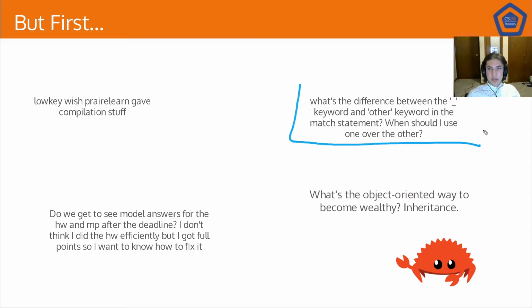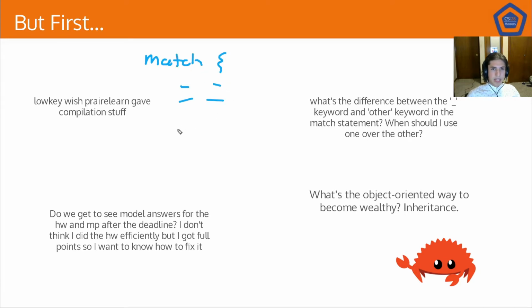What's the difference between the underscore keyword and the other keyword in the match statement? When should I use one over the other? This one is a little bit more complex. Say we have some match statement and we have some cases, and then eventually we want to match basically anything else. Which do we do, other or underscore? There is a difference between the two. Underscore is, I think, called a reserved keyword or reserved wildcard in Rust.